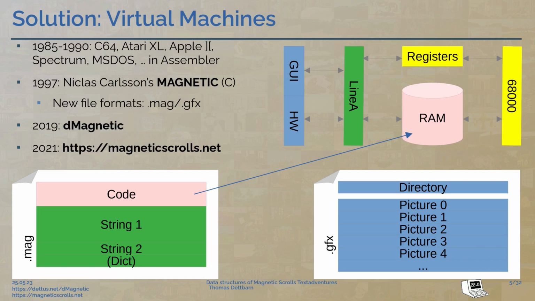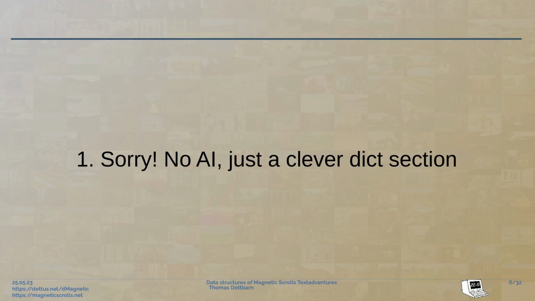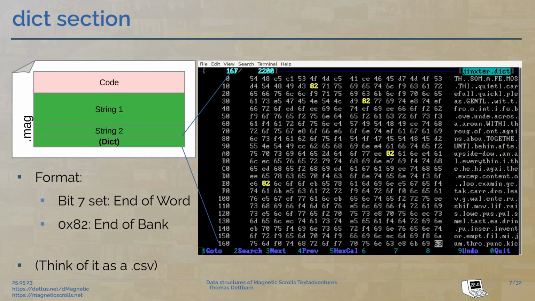Okay, so yeah, I promised you data structures. So let's start off with the dict section that was in the Mac file. That is actually the easiest one. So can you read it? No, of course you cannot read it. I'm sorry about that.